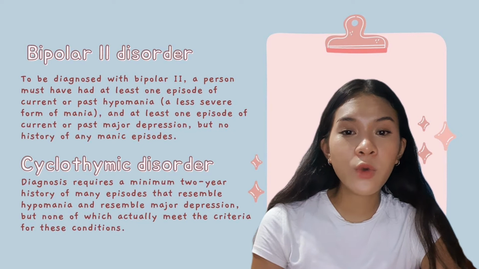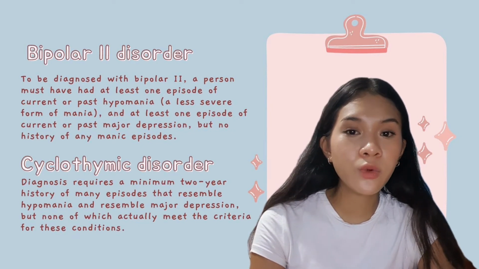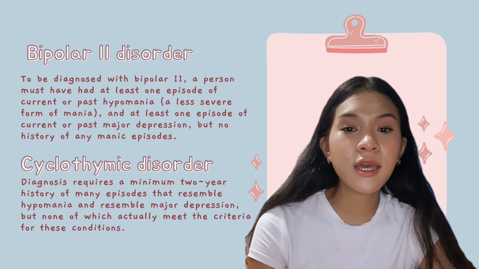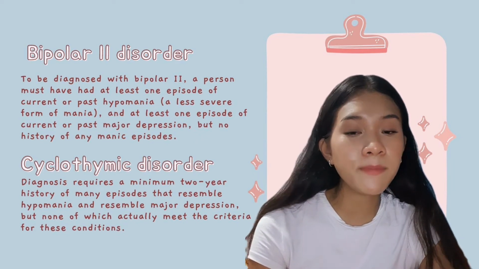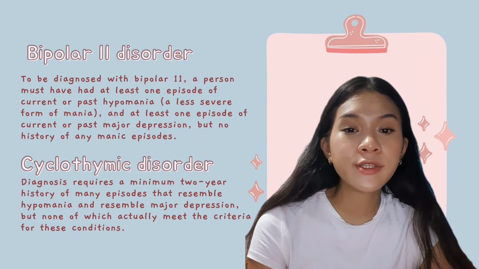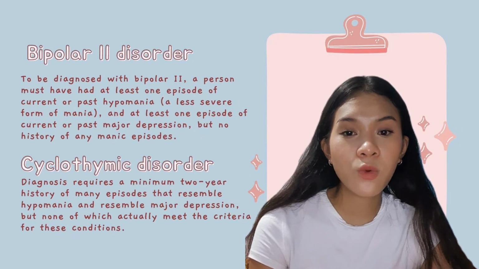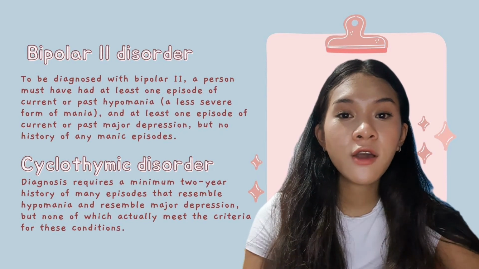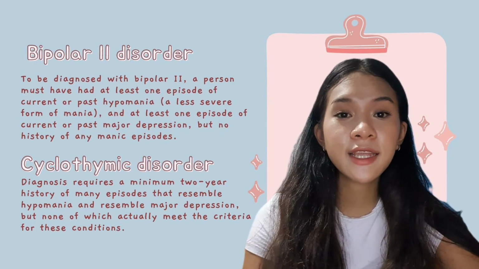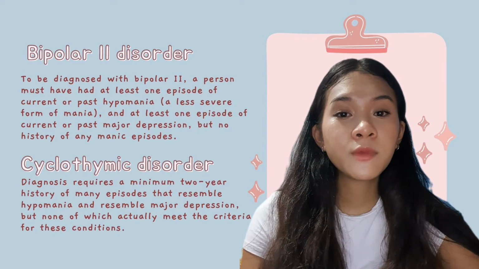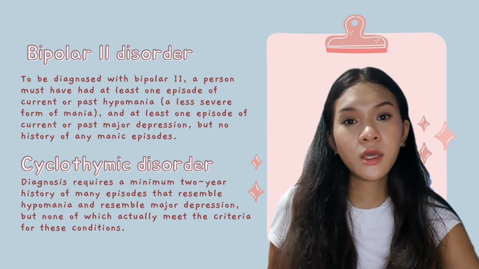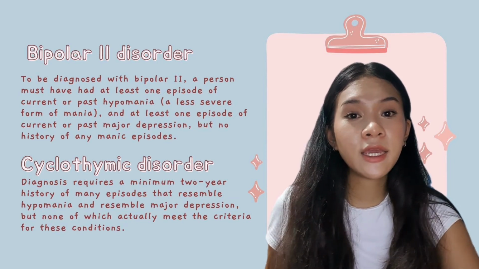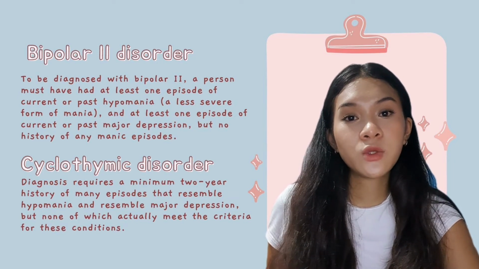Aside from bipolar 1, we also have bipolar 2 disorder. There is some evidence that bipolar 2, or BP2, has a more chronic course of illness than bipolar 1. It is defined as periods or episodes of extreme mood disturbances that can affect mood, thoughts, and behavior. Its diagnosis requires at least one hypomanic and one major depressive episode.